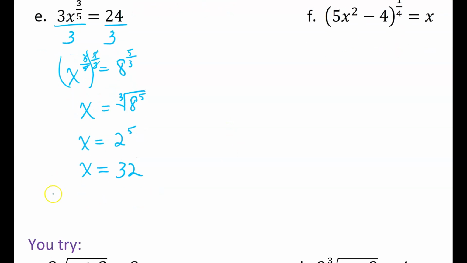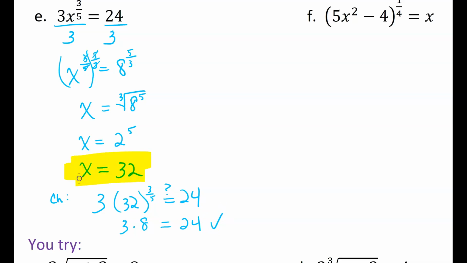And again, we can do a quick check here. 3 times 32 to the 3/5, and does that equal 24? And again, the 5th root of 32 is 2. 2 cubed is 8. We get 3 times 8, and does that equal 24? Yes, it does, and so our solution was correct. X is equal to 32.